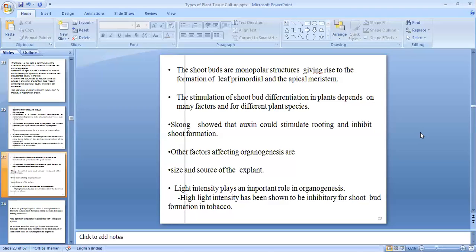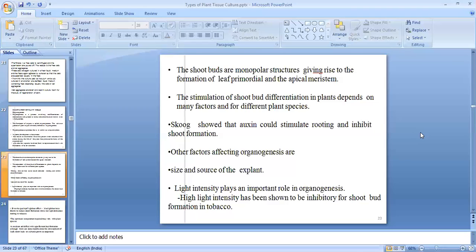That means totipotency is nothing but the capacity of an individual cell to develop into a whole intact plant. Okay, so all these things will affect the organogenesis. And apart from this, the light intensity also plays an important role in organogenesis. So how does this light intensity affect?